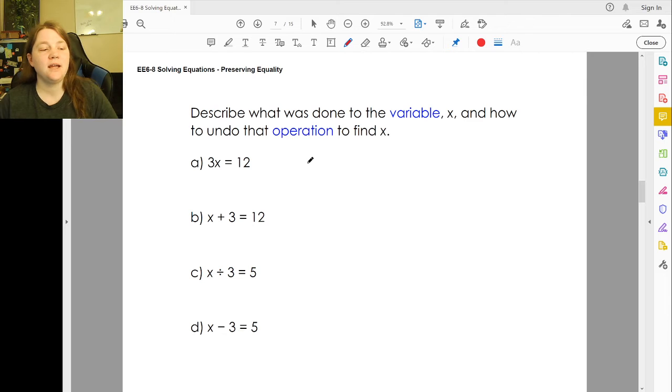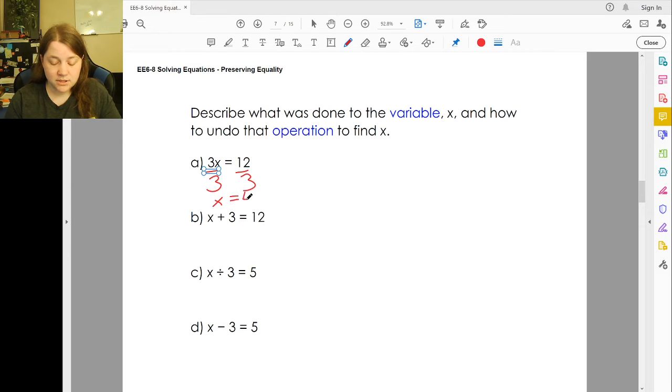So over in letter A, there is no sign between the number and the variable. No sign means multiplication. So if I have 3 times x to equal 12, I know that 3x equals 12. I want to know what just 1x means, which means I'm going to divide by 3 on this side. But if I divide by 3 on one side, I also have to divide by 3 on the other side. So then I would just be left with x equals 4. And that balance is still kept because I did the same thing to both sides.